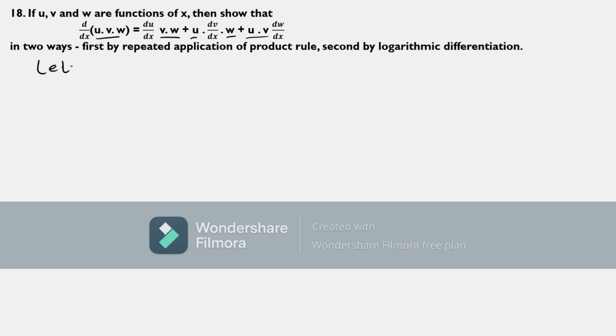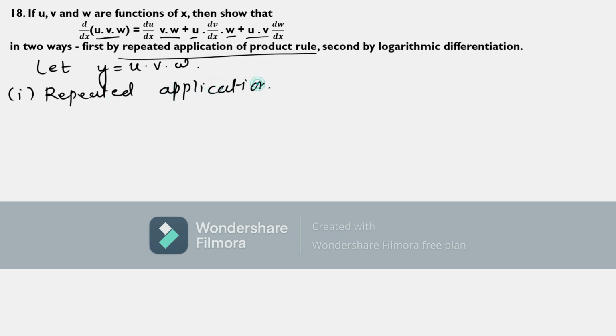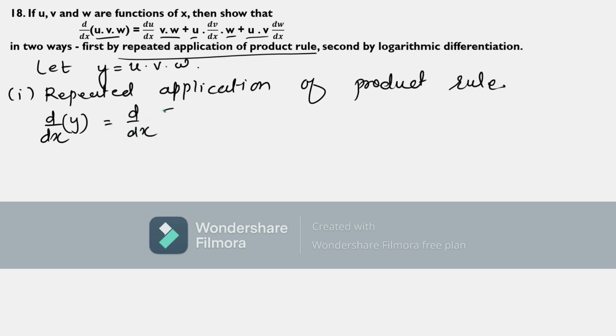Let us give the name y is equal to u into v into w, and I am using the first method, which is repeated application of the product rule. So differentiating this with respect to x, the left hand side is dy by dx, and the right hand side is the derivative of u into v into w.